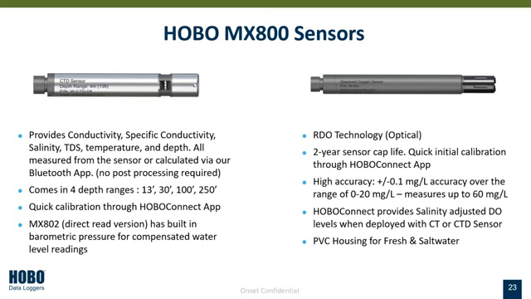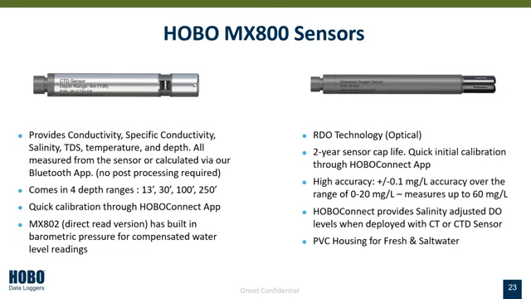So if you're coming up on a battery replacement or a tune-up of the U26, this comes with a 2-year sensor cap. That's going to save you almost $500 over 2 years in sensor caps by switching to this new MX800, and you can do it as a single parameter. So you can just do an MX800 with DO, which comes with a 2-year sensor cap. You're not going to have to pay for a tune-up, and you'll have your caps covered for the next 2 years.